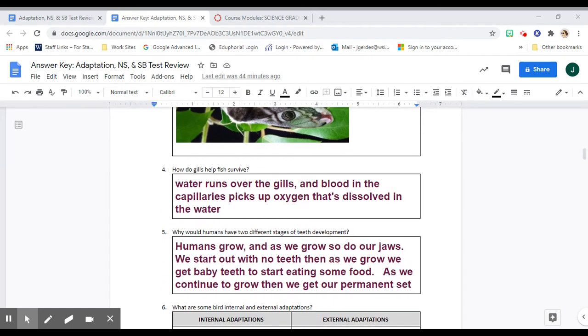Number 5, why would humans have two different stages of teeth development? Well, humans grow, and as we grow, our jaws change. So we start out with no teeth, and then we have baby teeth when we start to eat simple foods. And then as we grow more, then we get our permanent teeth.